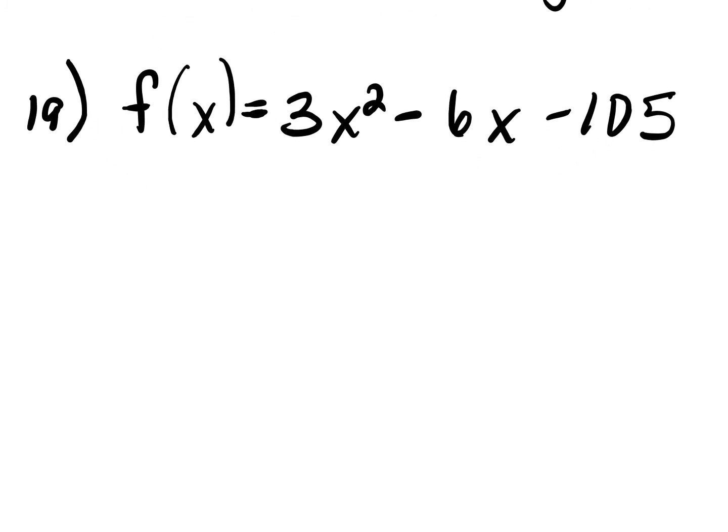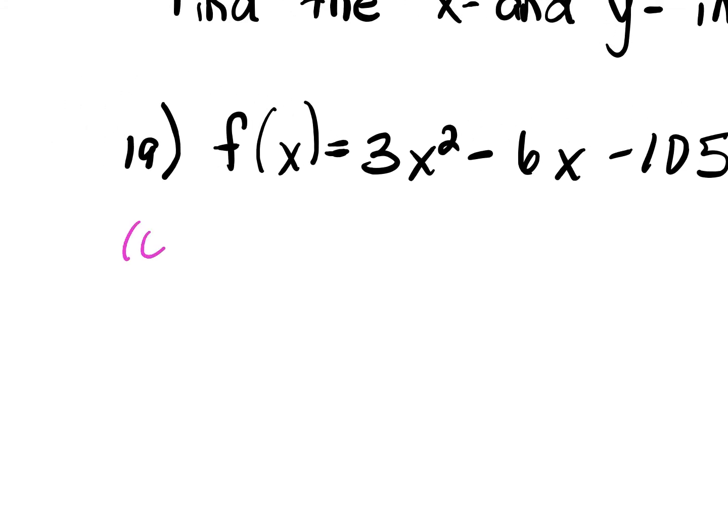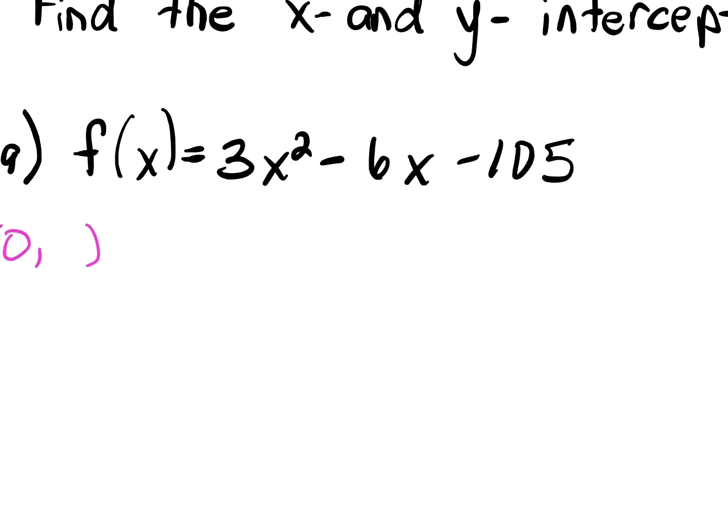It doesn't matter what you start with, whether you find the x-intercept first or the y. I'm going to find the y-intercept first. I'm going to plug in 0 for x and see what I get. Y equals 3 times 0 squared minus 6 times 0 minus 105.